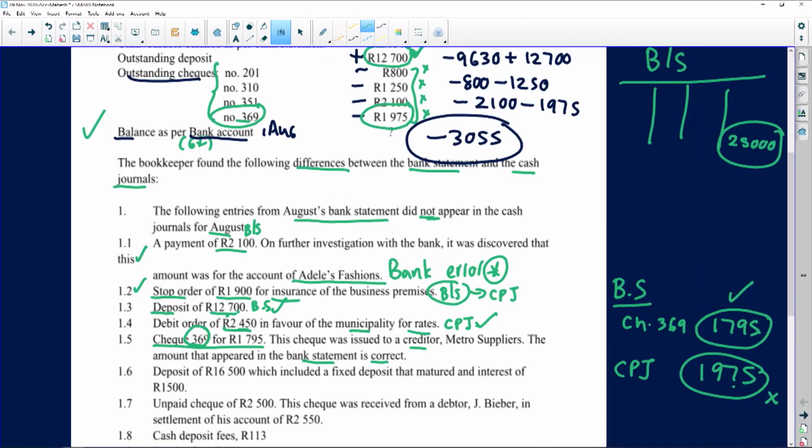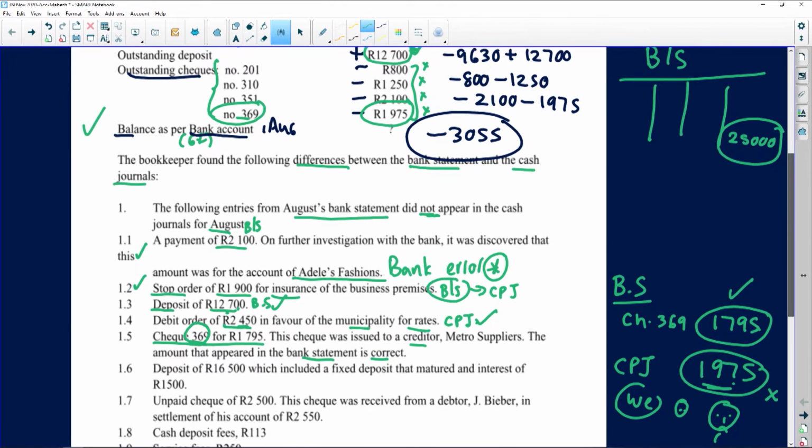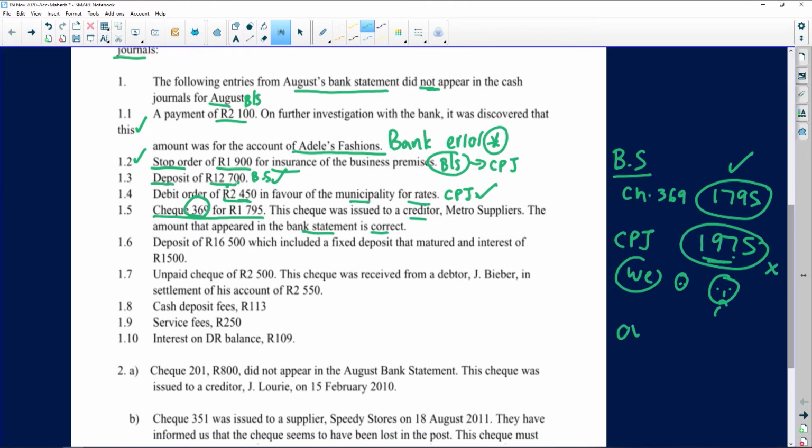So in this case, we are at fault, right? So I'm trying to draw a sad face there, guys. Just forgive me with my drawing. I know it's not that good, but we made the mistake. So we now need to fix our records. So if we look at our check, we can clearly see we've written too much. So in other words, we ended up overstating. We wrote too much in our CPJ.